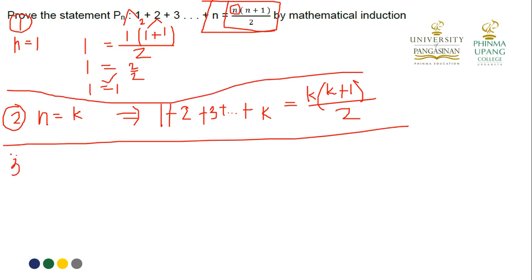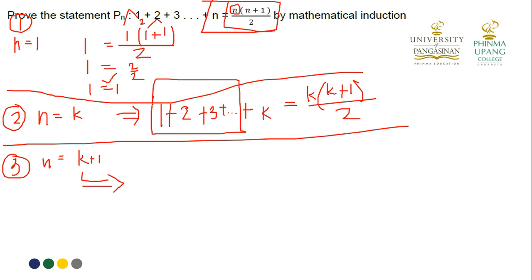Okay. Next, let's move on to step number 3. In step number 3, where n is equal to k plus 1. It's k plus 1. Right? Shortcut na natin. Yeah. And itong 1 plus 2 plus 3 is always equivalent to our right hand of a right hand equation, which is k. So we're going to write 1 plus 2 plus 3 to k, tapos k plus 1 all over 2.